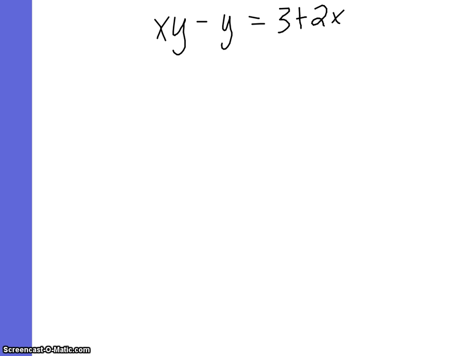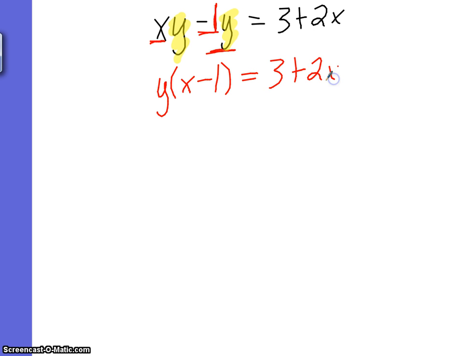So to finish this problem off, I'm going to go ahead and insert something here, because I know that this one lonely little y here, there's one of the y's. So what I'm going to do, again, I see I've got a greatest common factor on the left-hand side. I'm going to factor that out of the equation. And what I have left now, in the parentheses, I've got the x minus 1 is equal to 3 plus 2x.